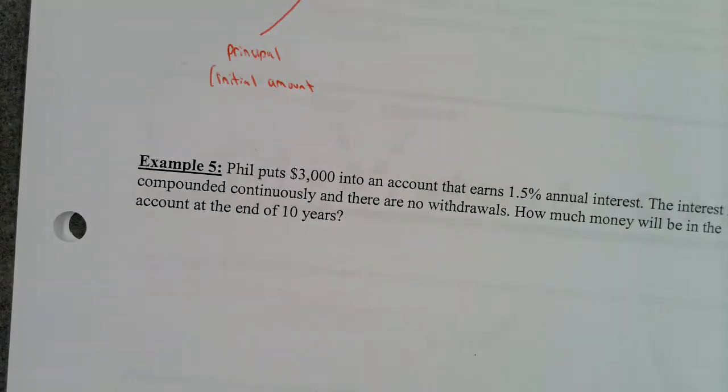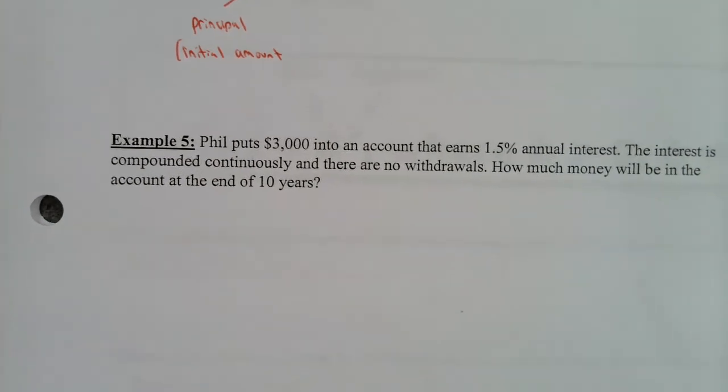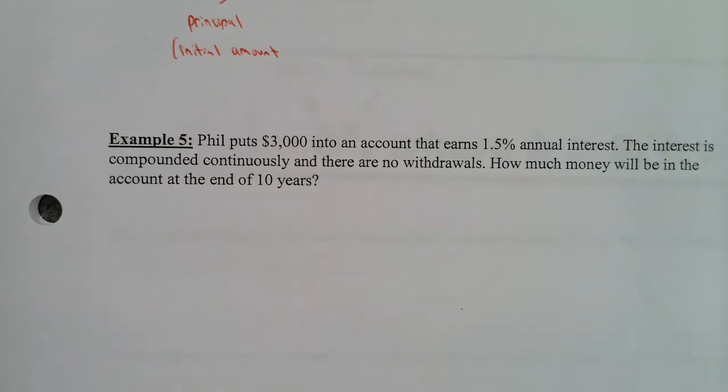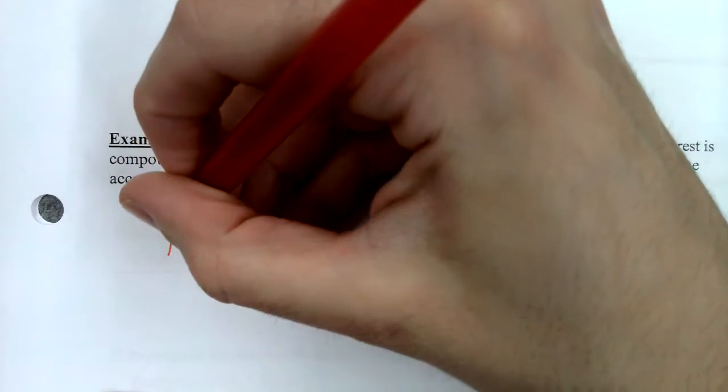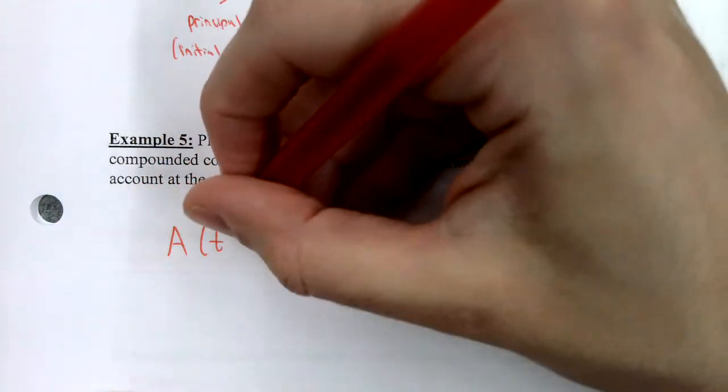Okay, so let's do a problem like that. Phil puts $3,000 into an account that earns 1.5% annual interest. The interest is compounded continuously and there are no withdrawals. How much money will be in the account at the end of 10 years? Copy down the formula first.